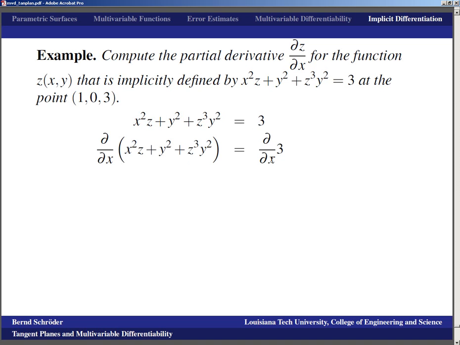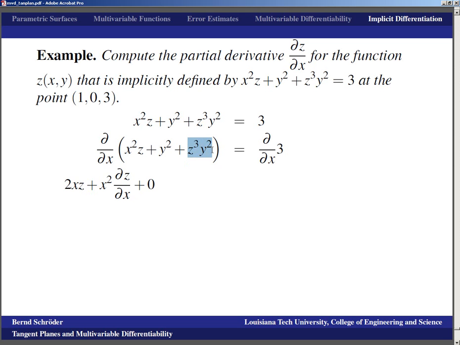Partial derivative with respect to x of 3 is, of course, 0. On the left side, x squared z is a product, so we have to use the product rule. We take the derivative of the first, which is 2x, times the second, which is z, plus the first times the derivative of the second, which is partial of z with respect to x. The derivative of y squared with respect to x is 0, so we get plus 0.